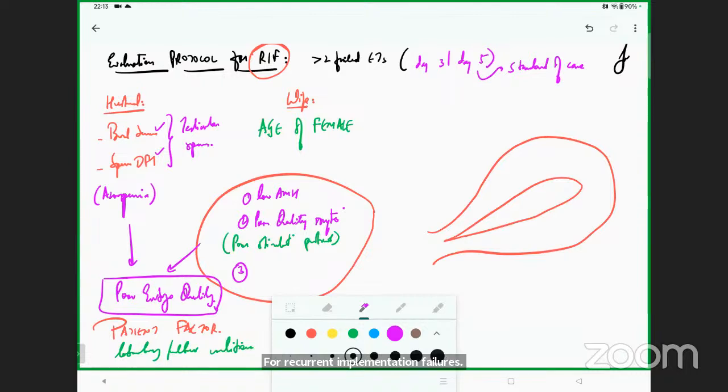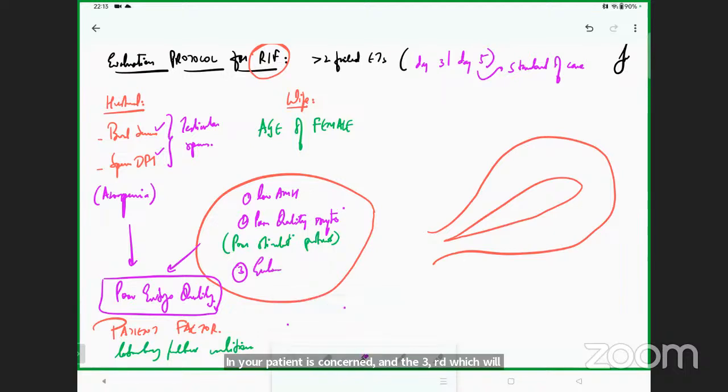And the third, which will affect the ovary very, very severely, is any form of endometriosis and ovarian pathology. Okay, this thing really, really affects the ovary. So just keep that in mind.